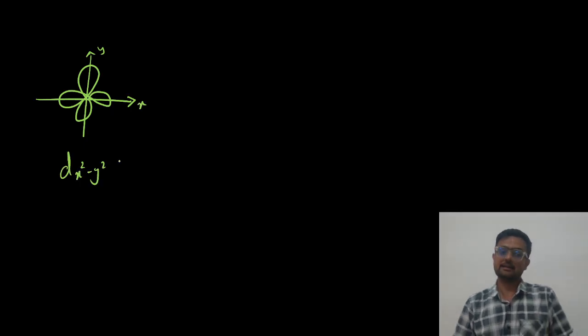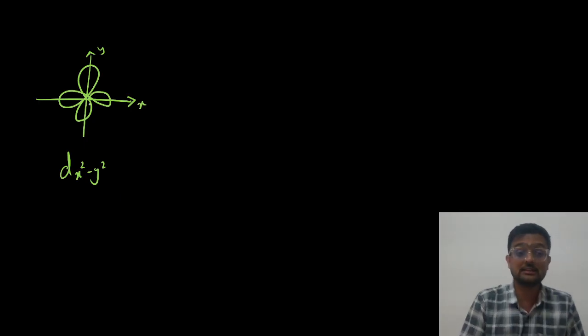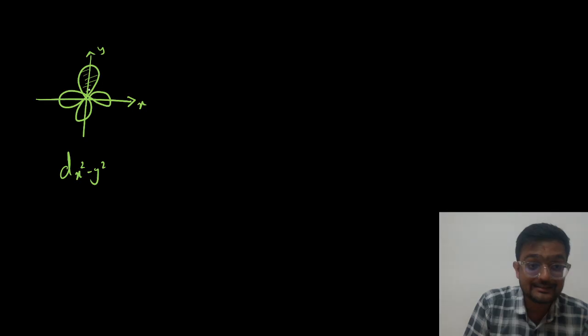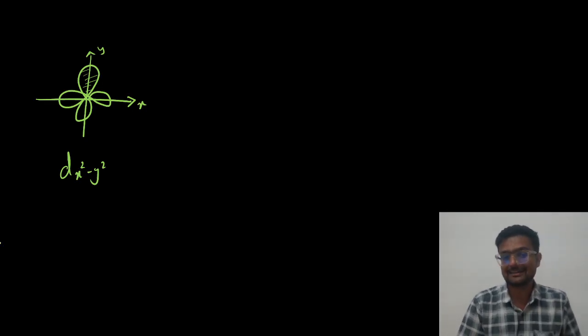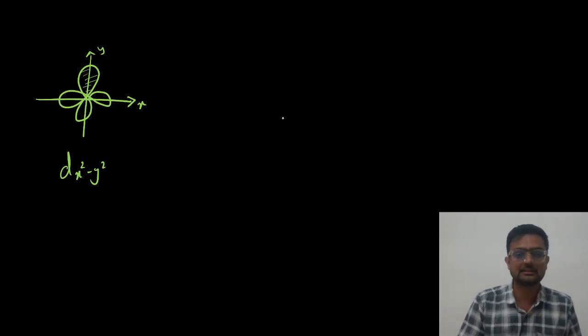Let's say this is my y-axis, this is my x-axis. So this is called dx square minus y square. Now you can see in this orbital, the lobes are on the axis, right? These are on the axis. So these are called axial orbitals.